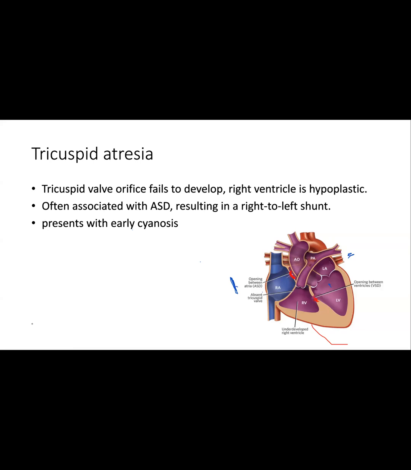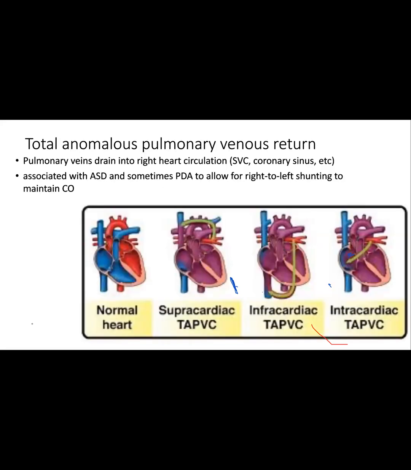Again, this is also a very rare type of cyanotic heart defect. And then there's total anomalous pulmonary venous return. In this case, the pulmonary veins, as you can see, normally return oxygenated blood from the lungs to the left atrium. That's what their role is. And eventually to the systemic circulation.